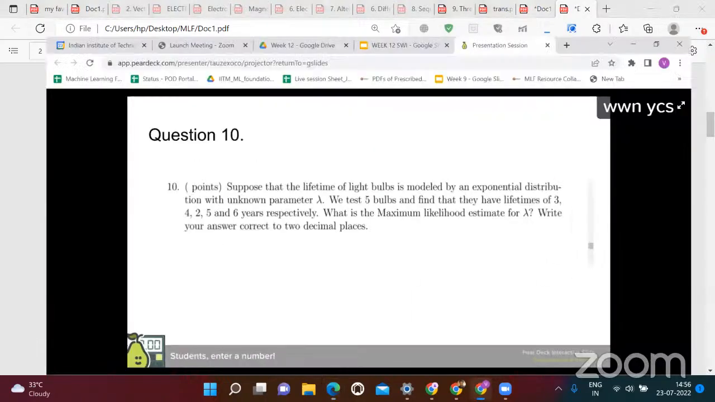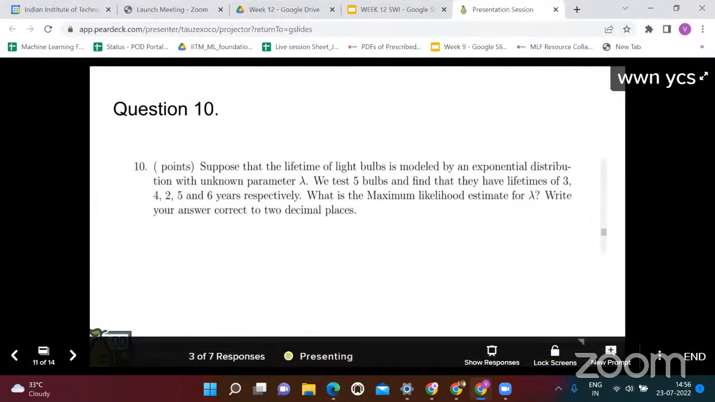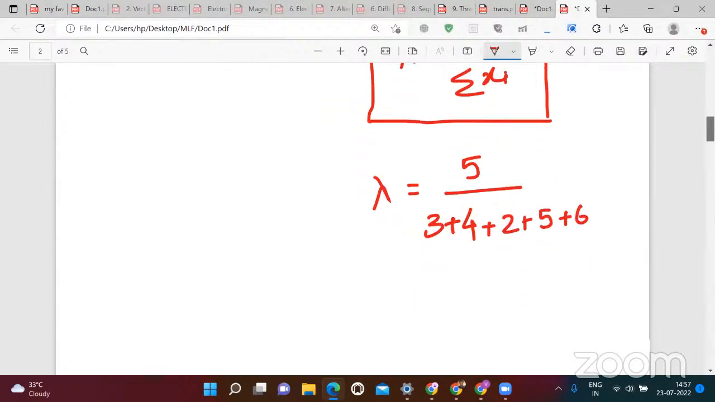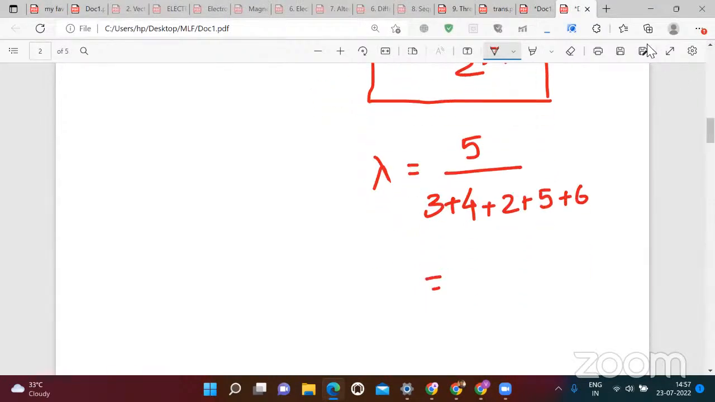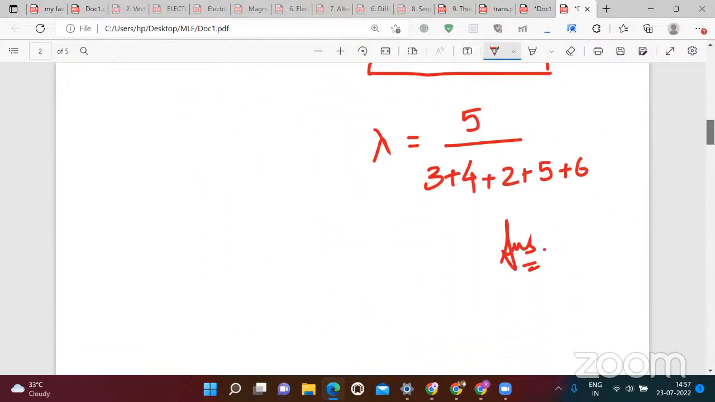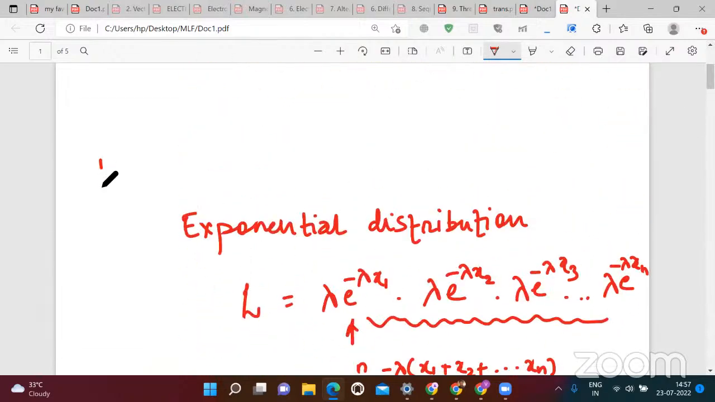So now you need to estimate the value of lambda. So you have the xi: 3 plus 4. So lambda equals 5 upon 3 plus 4 plus 2 plus 5 plus 6. This you can do, and you will get the expected value of lambda. So this will be the answer. Okay. So like this you can calculate using the maximum likelihood estimator. Is this clear? This is the 10th question.